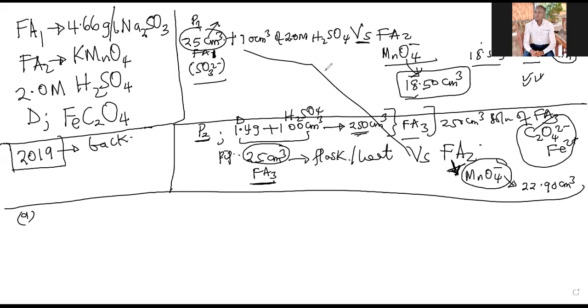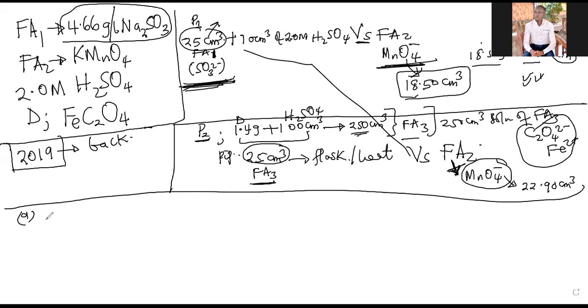Looking at part of the question, they want you to calculate the molarity of potassium manganate(VII) in FA2. In brackets, they have given you the atomic masses of sodium, sulfur, and oxygen. Initially, you have the mass of sodium sulfite, meaning go first and get the moles of sodium sulfite, because the sulfite reacted with the manganate. If I get moles of sulfite, I can get moles of manganate, and then its molarity.